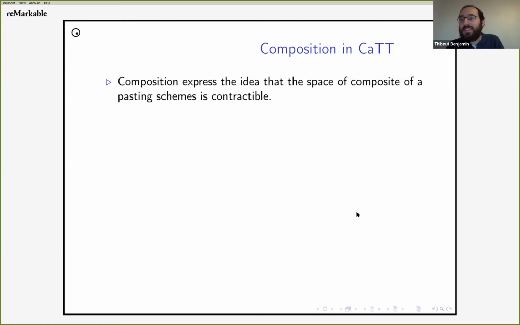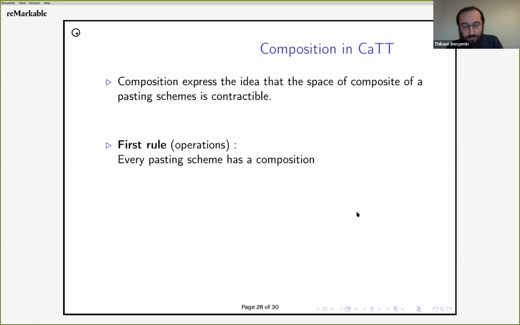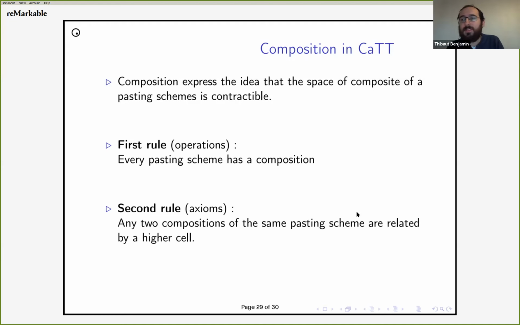So in a weak setting, you would say that the space of composites is just contractible. So this gives rise to two rules. The first rule is the rule that generates the operations in the weak omega category: every pasting scheme has a composition. And the second rule enforces uniqueness, but uniqueness in a weak and coherent way. It's quite subtle. It's not obvious how to do that, but it states that any two compositions of the same pasting scheme should be related by a higher cell.